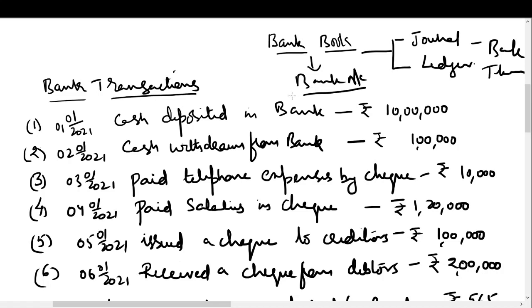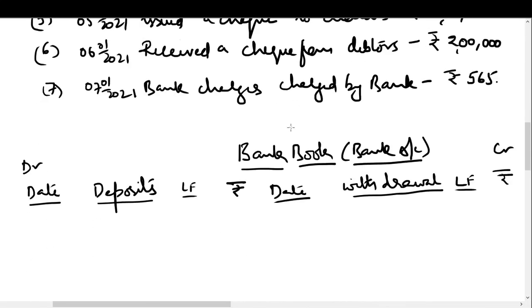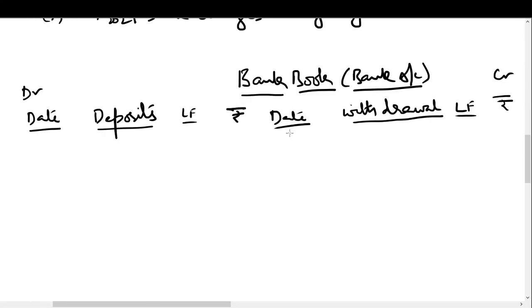In this video we'll learn about how to prepare bank book when there are no cash columns or discount columns in the book. I will show you the format here. This is the format of the bank book for you. The left side is the debit side and the right side is the credit side. On the left side we have the date column, the deposits column, the LF number column, the rupees column. Similarly on the credit side we have the date column, withdrawal column, LF number and rupees.